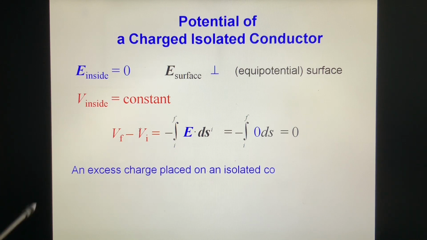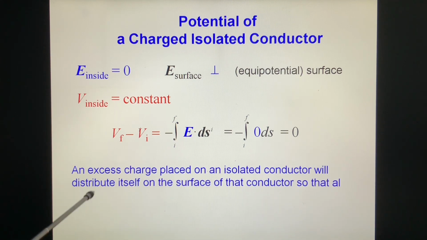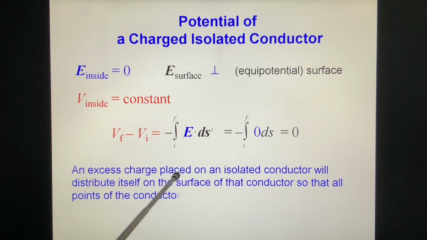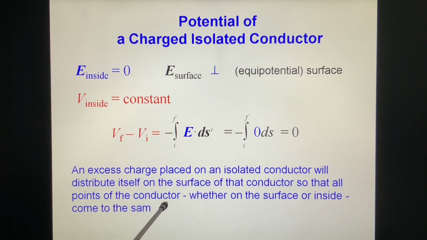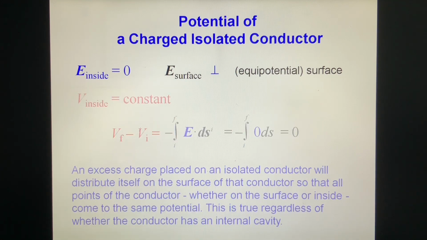When an excess charge is placed on an isolated conductor, it distributes itself on the surface of that conductor so that all points of the conductor, whether on the surface or inside, come to the same potential. This is true regardless of whether the conductor has an internal cavity.